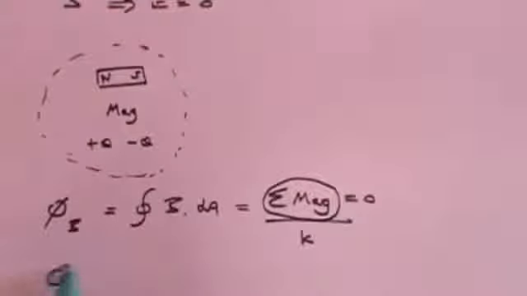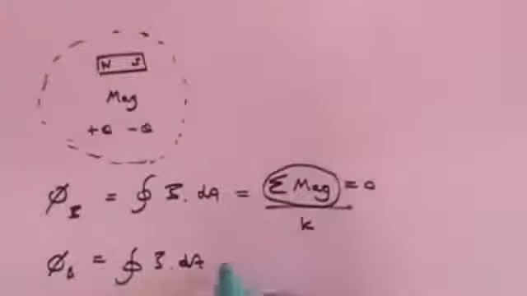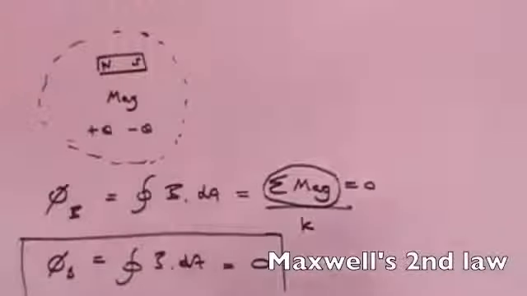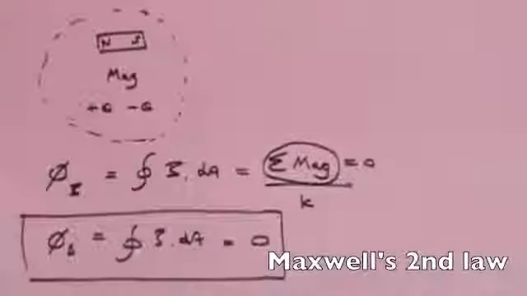So now you've got that phi b is equal to the integral of B dot dA, which equals 0. And that is Maxwell's second law.